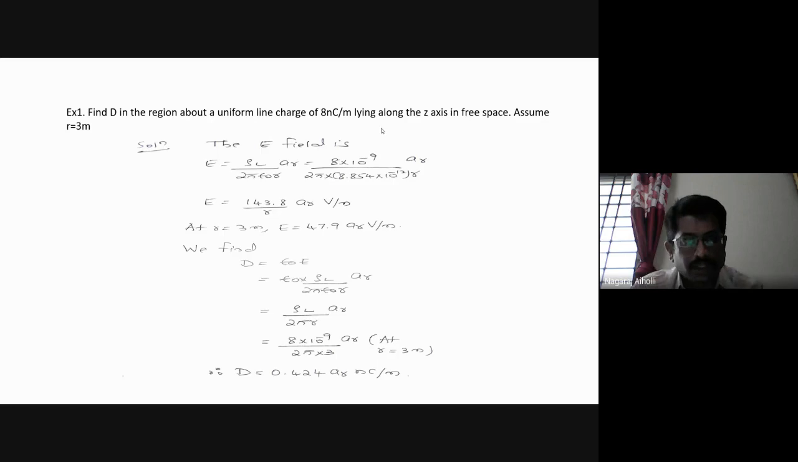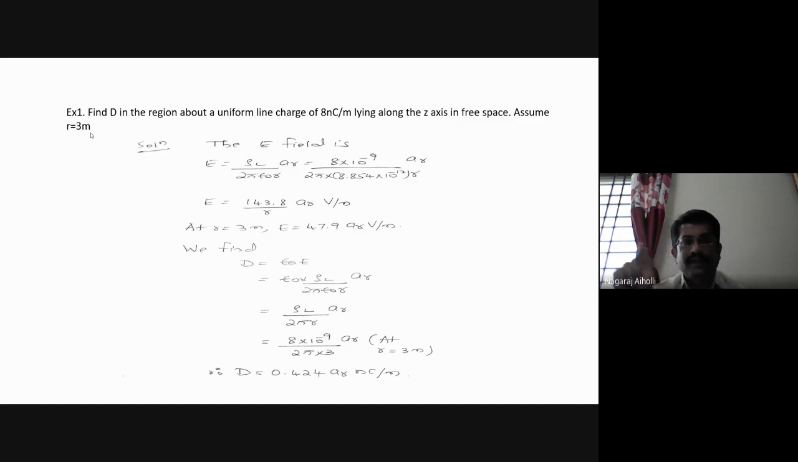Then we are supposed to assume the distance of the point where we are finding the electric flux density as r equal to 3 meters. The coordinates of the point are not given here. At what coordinate point are we supposed to find the electric flux density? They have given only the distance.